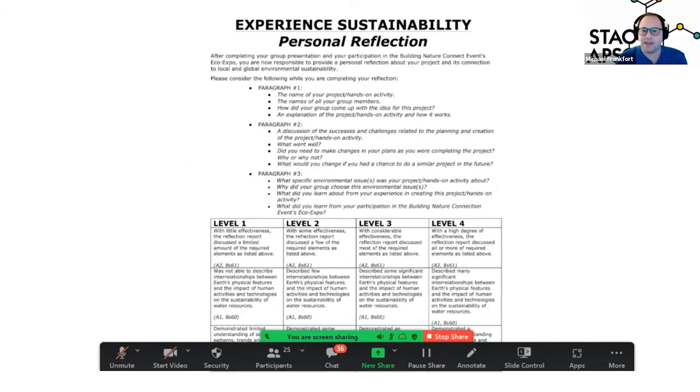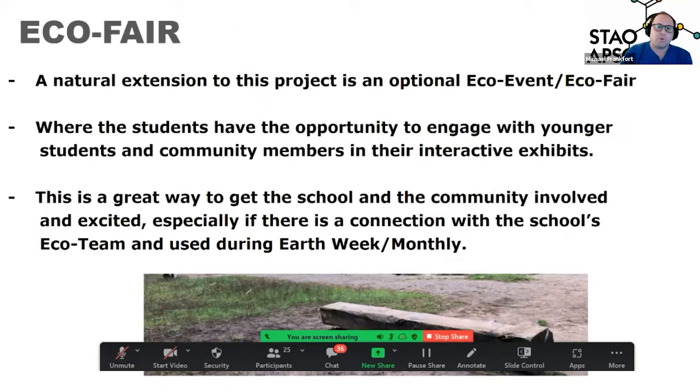I always like to have an individual portion. Personal reflection is always nice to have. If you're like me and you also have language on your timetable, you can always incorporate this into a language assignment as well. So that is the pieces of the project.